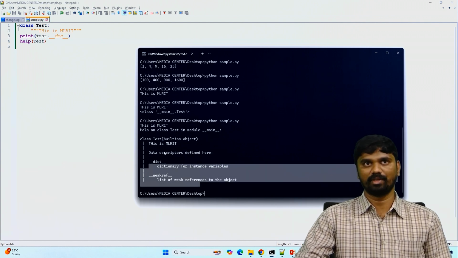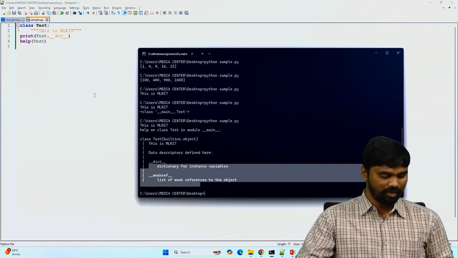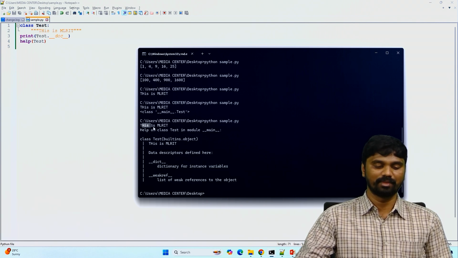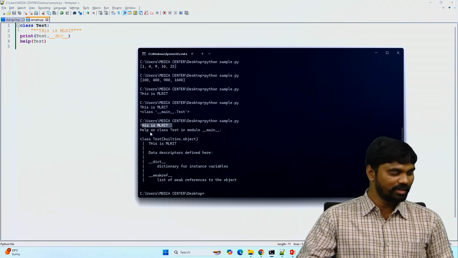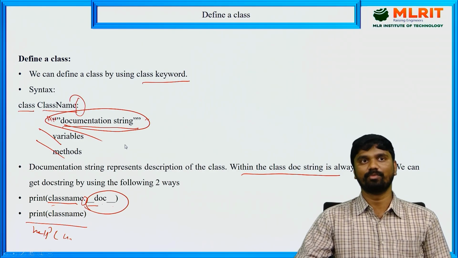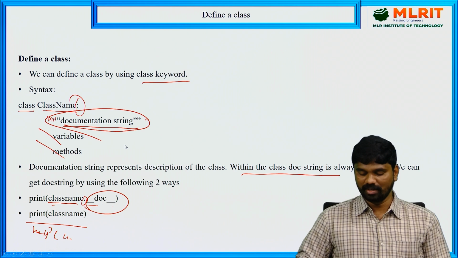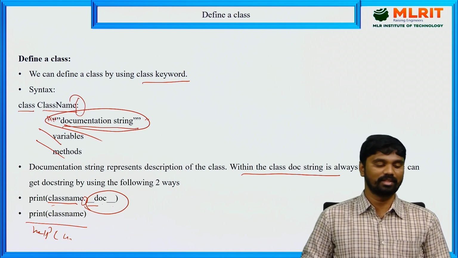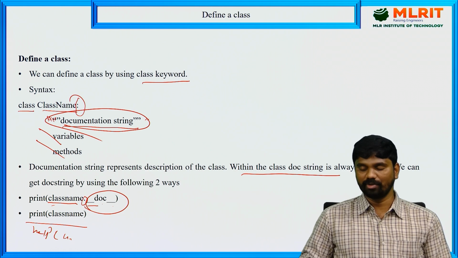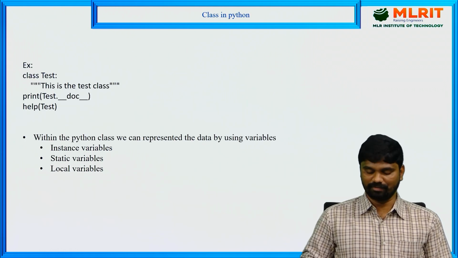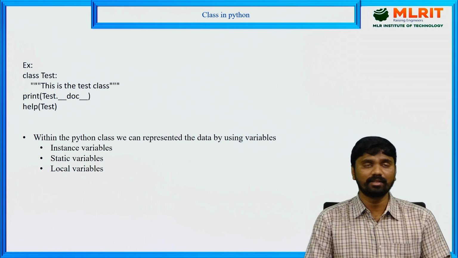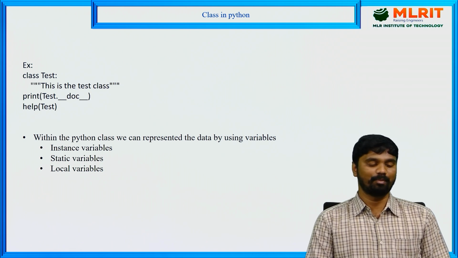So in this way we can access the description of the class. And that description of the class is represented using the documentation string, or doc string, within the three double quotations, right? Here we define the class using the class keyword, and within this Python class we can represent the data.